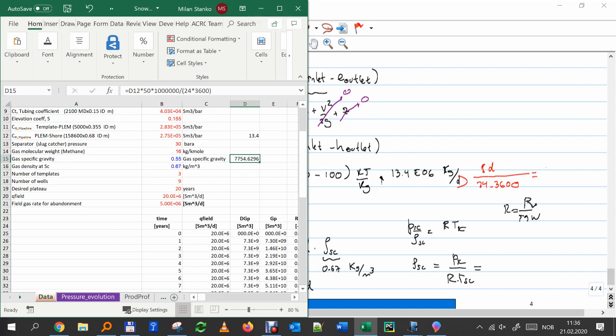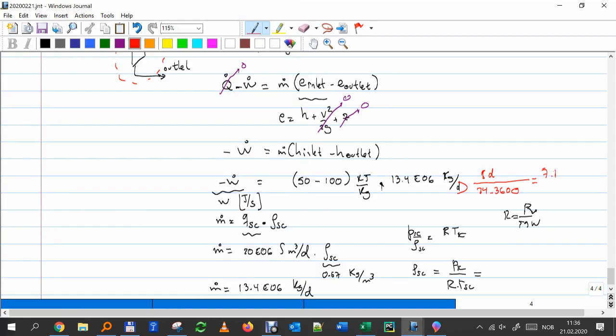And that is in which units? 7 point... Yeah, sorry for that, 7.7. That is megajoules per second, and that is megawatts. So this compressor, ideally, will use 7.7 megawatts to compress the gas from that pressure. And you also see we get a positive sign for W, right?